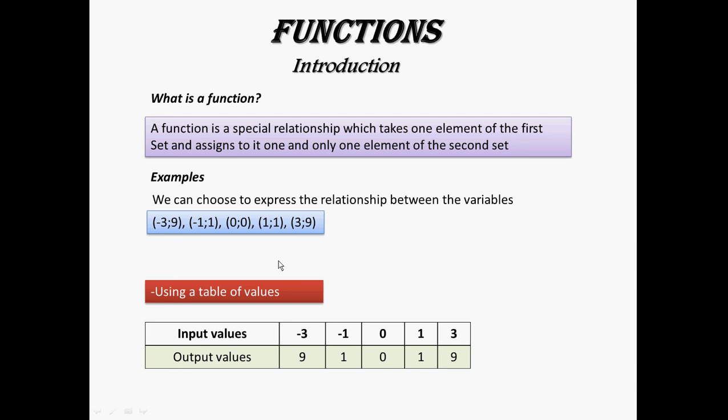Looking at the same example, we can represent the variables using a table of values. The same holds true for this question as well. Minus 3 is the input and 9 is the output. So we come here, we have the first row which comprises of input values and the second row which comprises of output values. Minus 3 is the input and 9 is the output. Minus 1 is the input and 1 is the output. So the top row is the domain and the bottom row is the range.